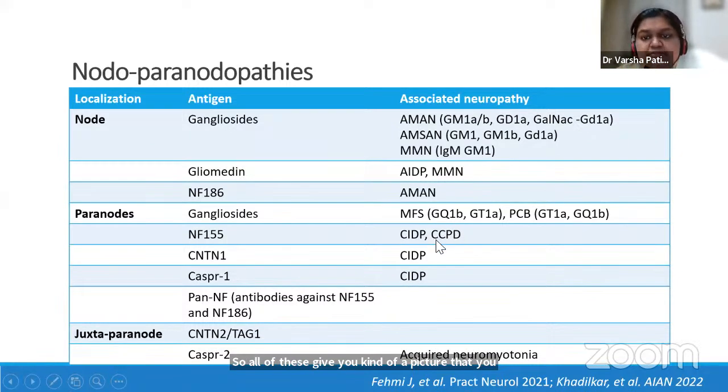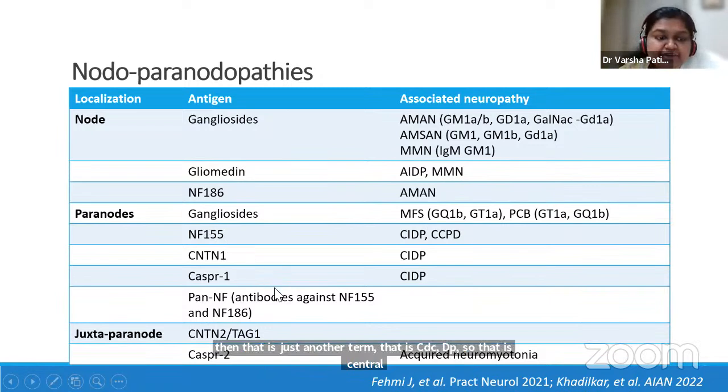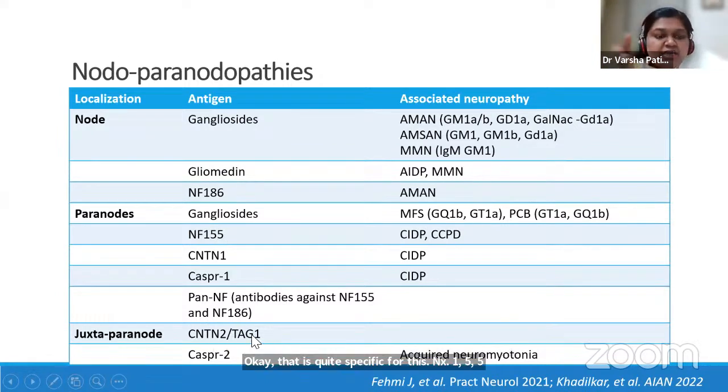Then there is another term, that is CCPD. So there is central plus peripheral demyelination. Okay, that is quite specific for this NF155. And the juxtaparanode, as I told you, a little distant one, these are the ones because of affection of your Caspr2, where you have contactin-2 antibodies, and they usually present like an acquired neuromyotonia.